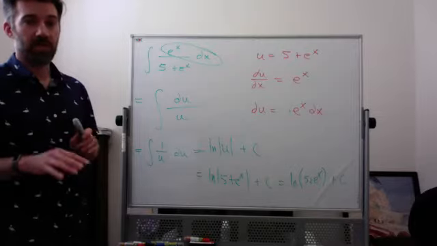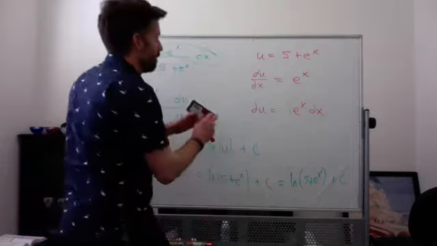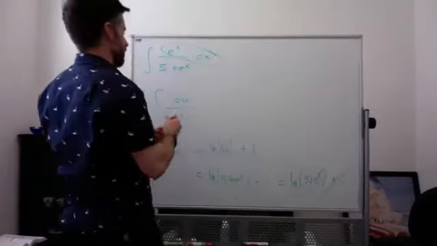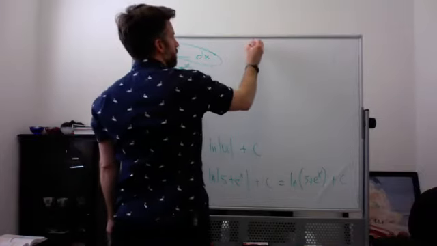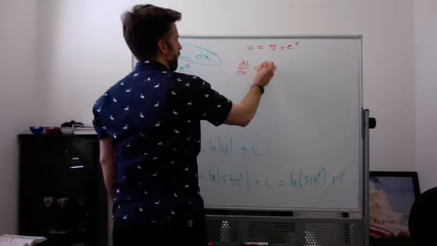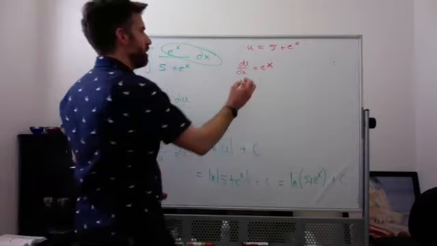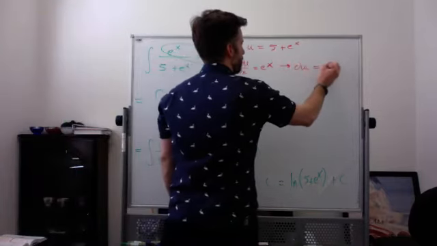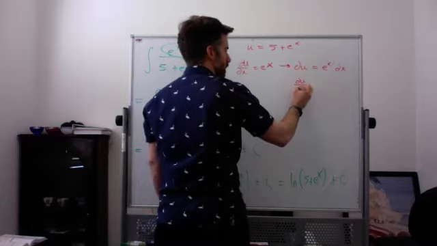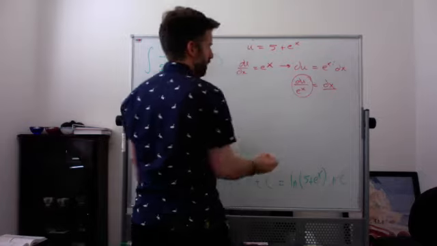One other way people sometimes do this, which I want to point out. Again, this is not my preferred way of doing it, but some people do like to do it this way. So some people, same choice of u. du/dx is still e to the x. But then some people like to solve for dx, meaning they write this as du equal to e to the x times dx, and then they divide by e to the x. And then they just replace dx with this.